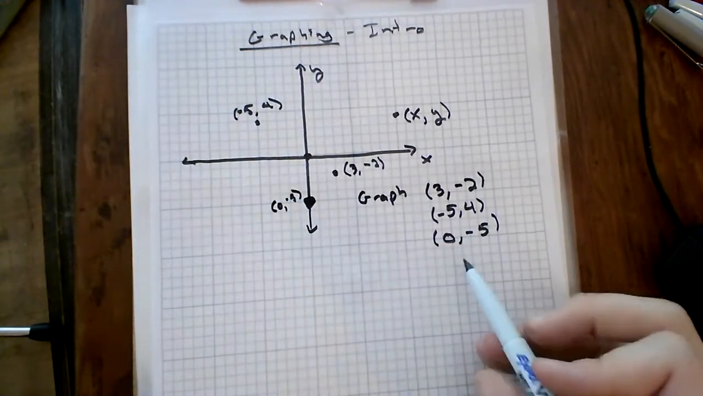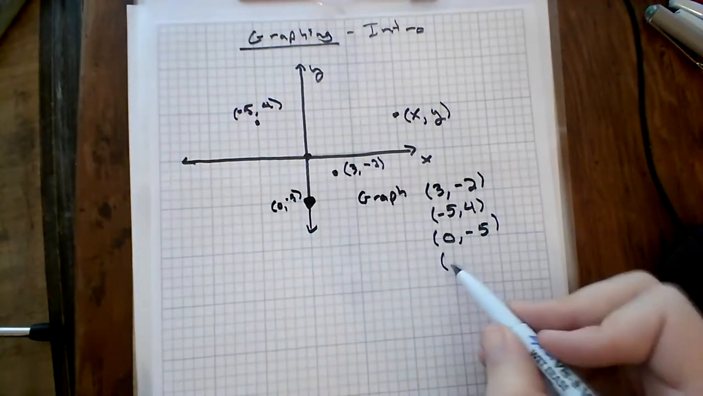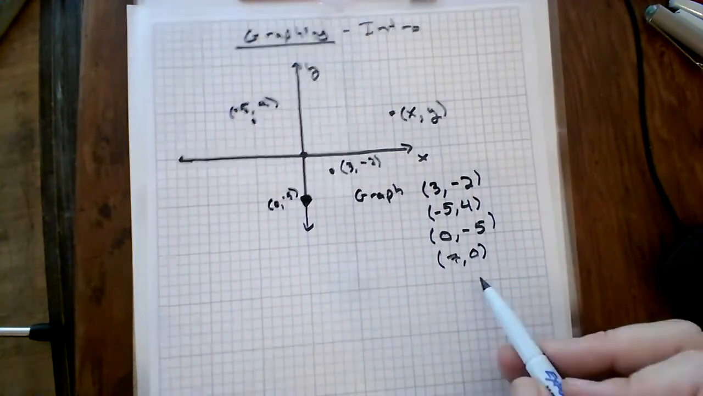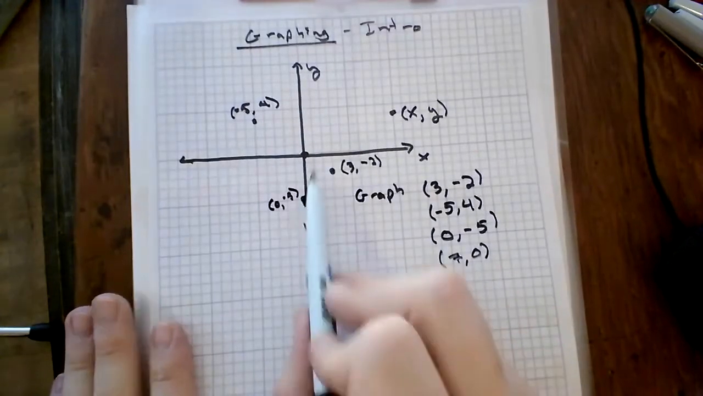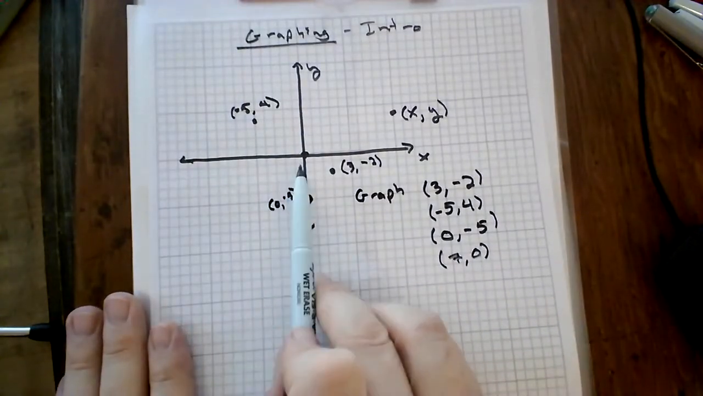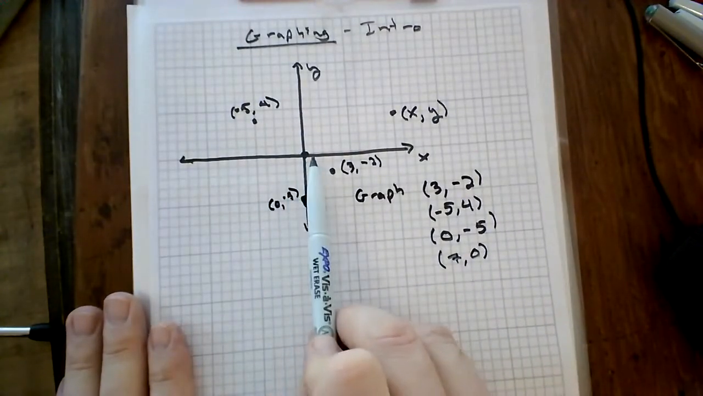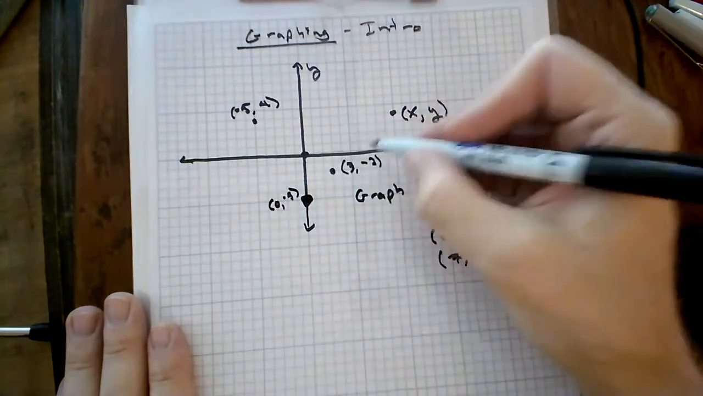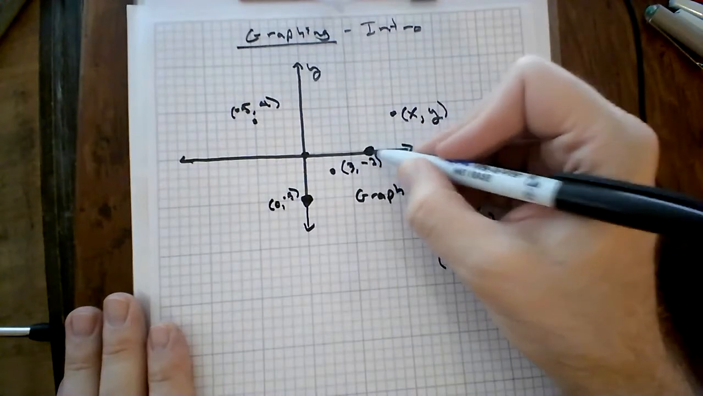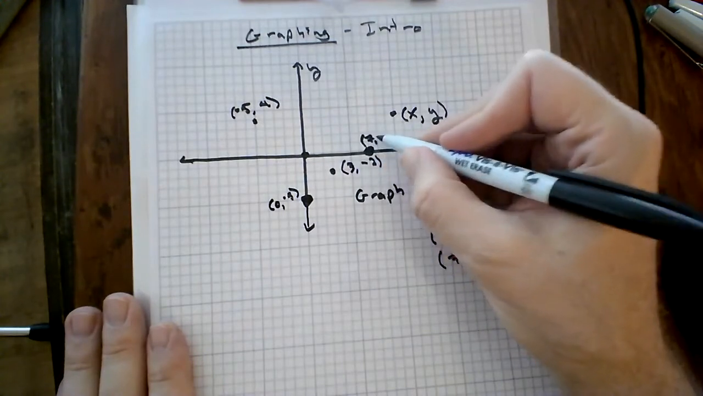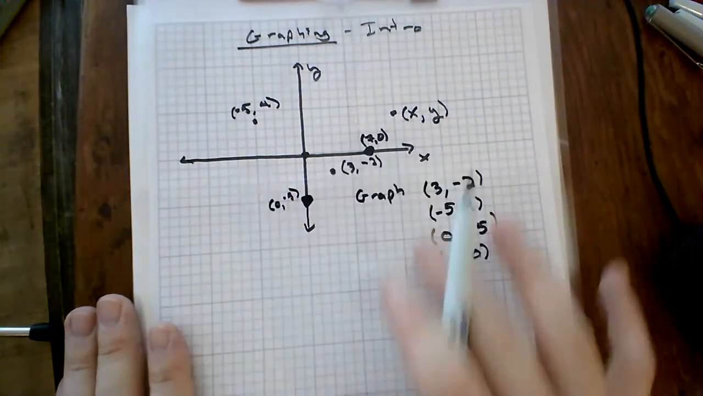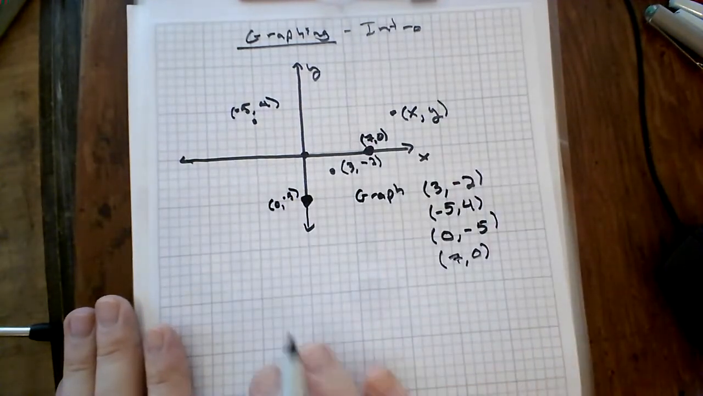Where I could do something like, say I've got like 7, 0. Here, I will just be counting to the right 7. So 1, 2, 3, 4, 5, 6, 7. And it's not going up or down. So this point right here is 7, 0. So this is how we think about graphing points.